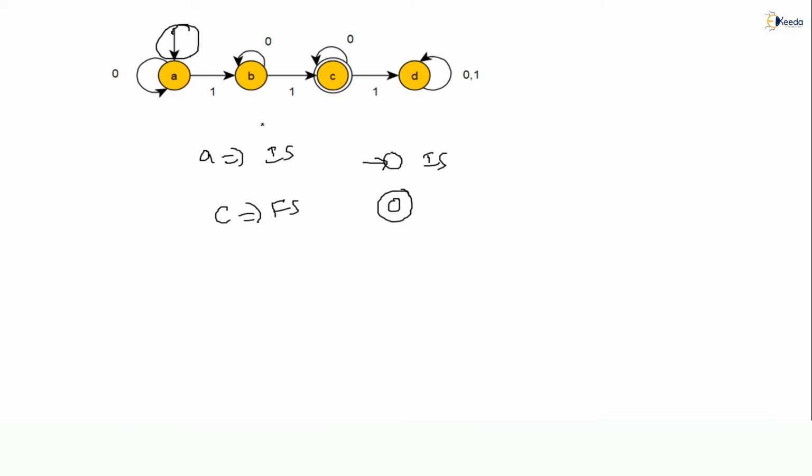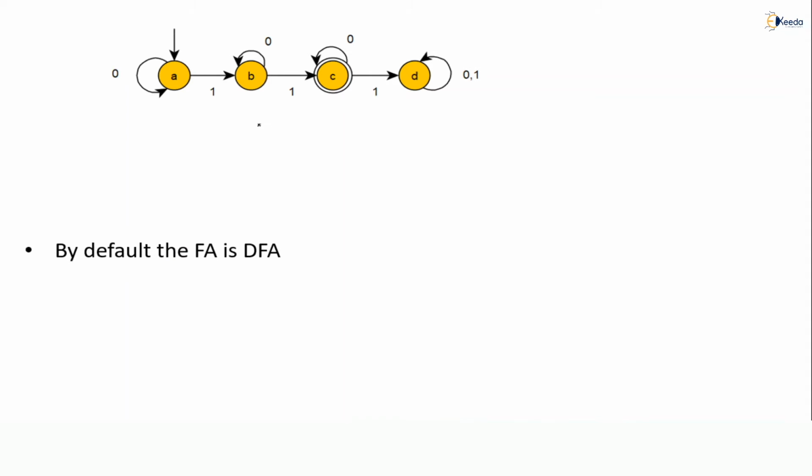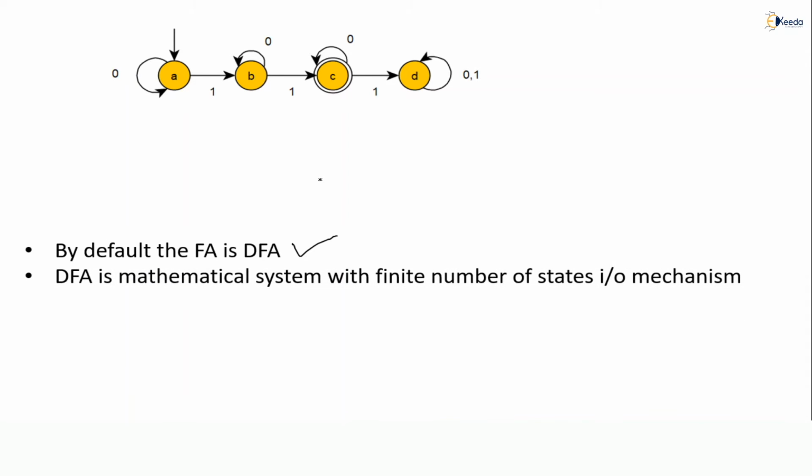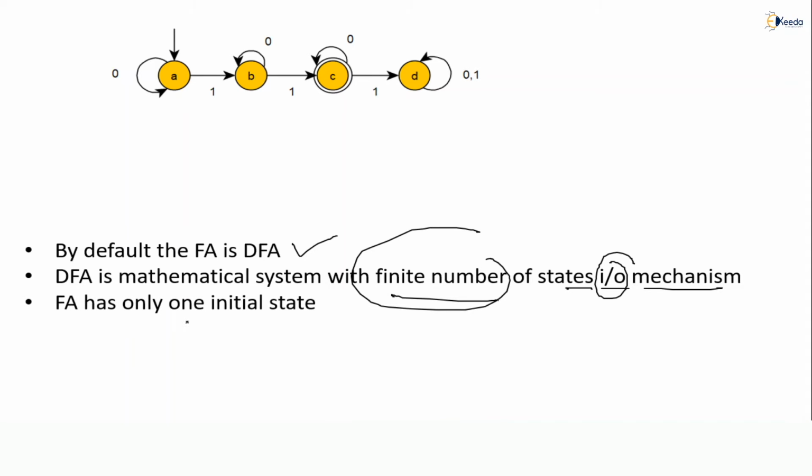Please do copy, all of you. Some note points we will observe here. By default, FA is nothing but DFA only, as I mentioned. Yes or no? I mentioned it, or not? Another point: DFA is a mathematical system with a finite number of states and an input-output mechanism. Yes, both input and output will be there, right? It is a mathematical system with a finite number of states. Third point: FA has only one initial state. See, only one initial state will be there.